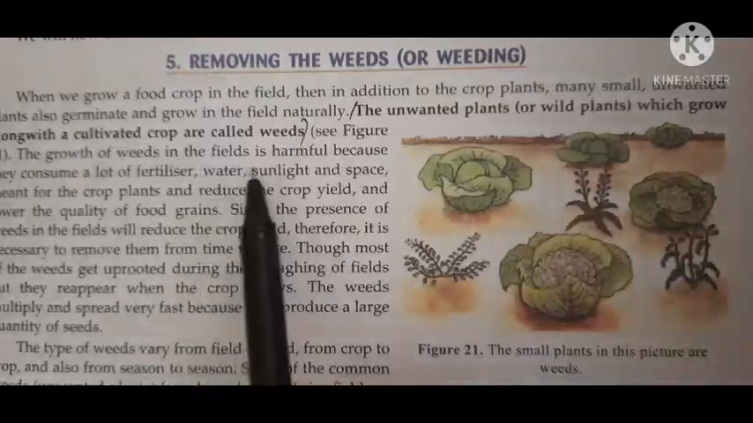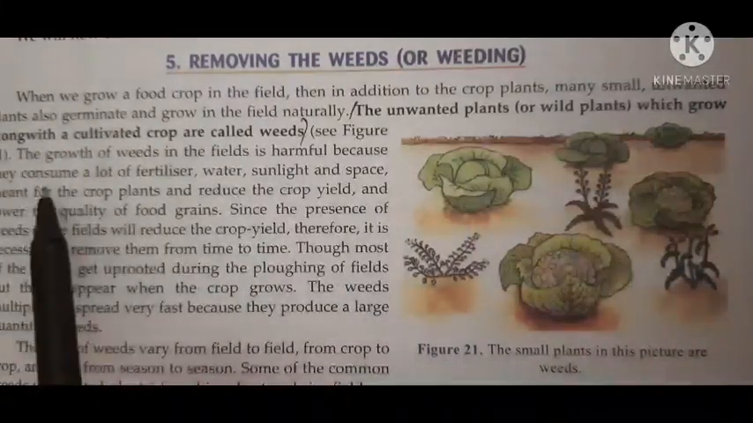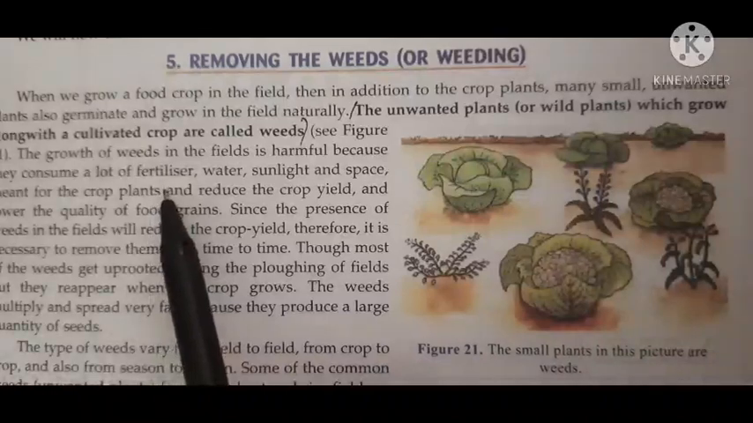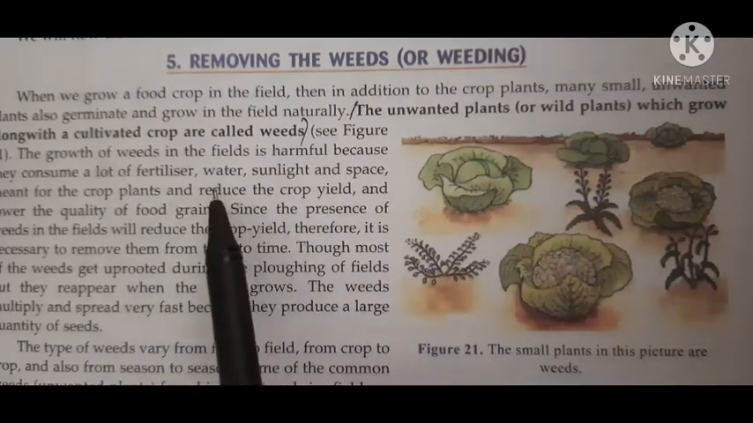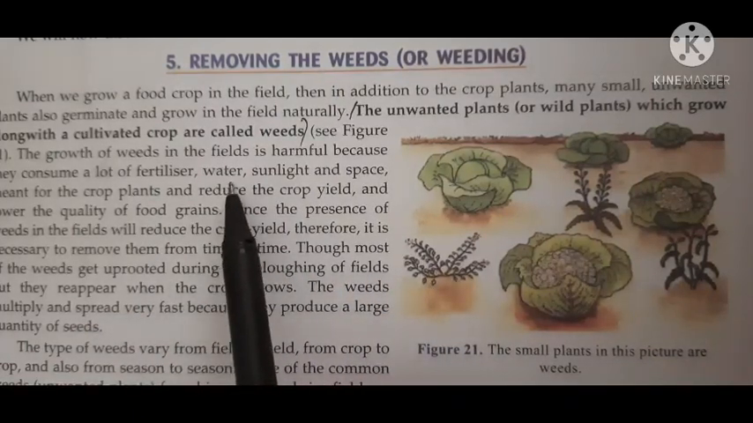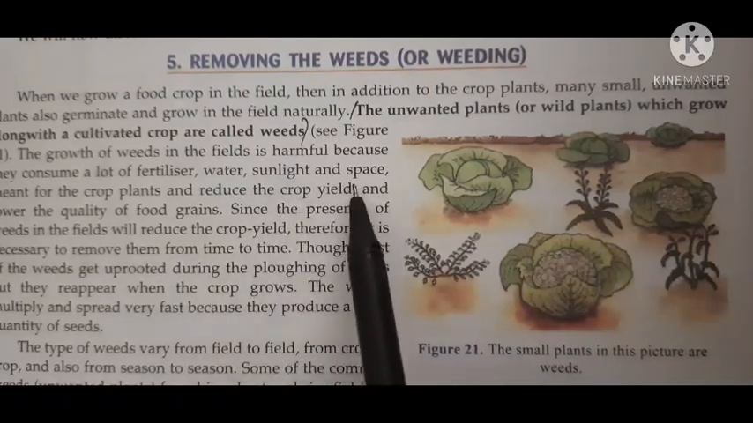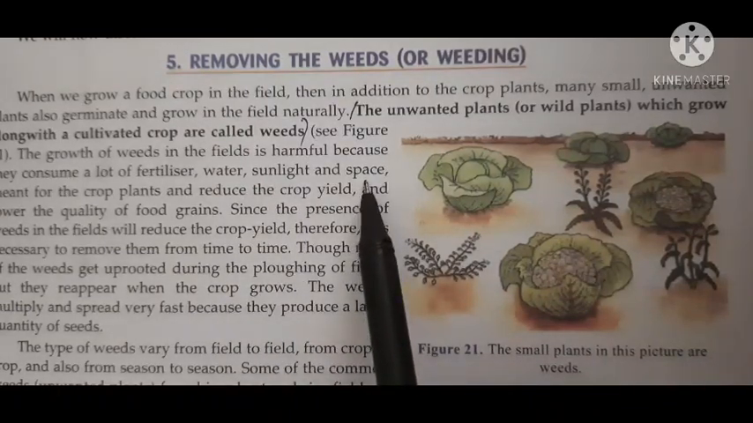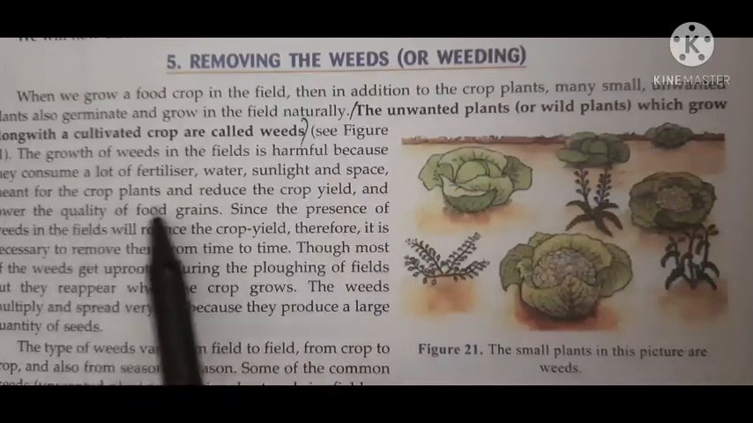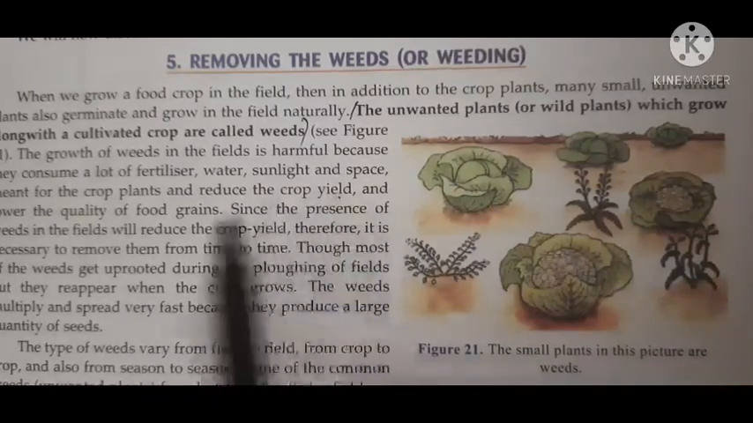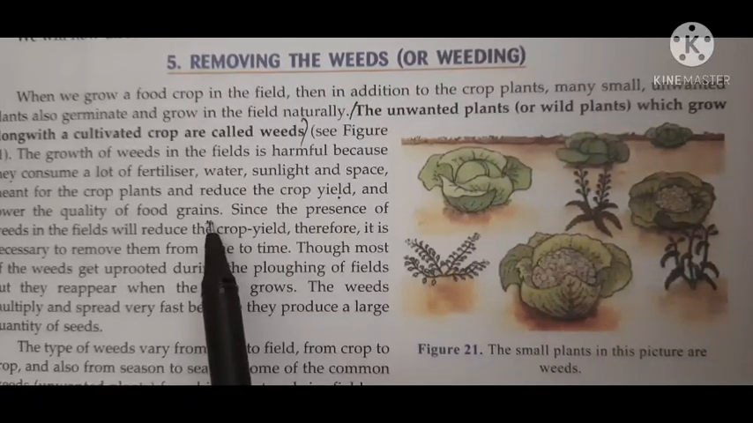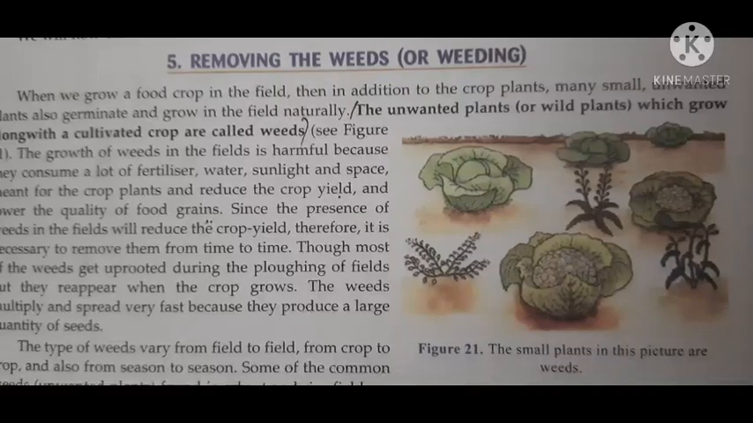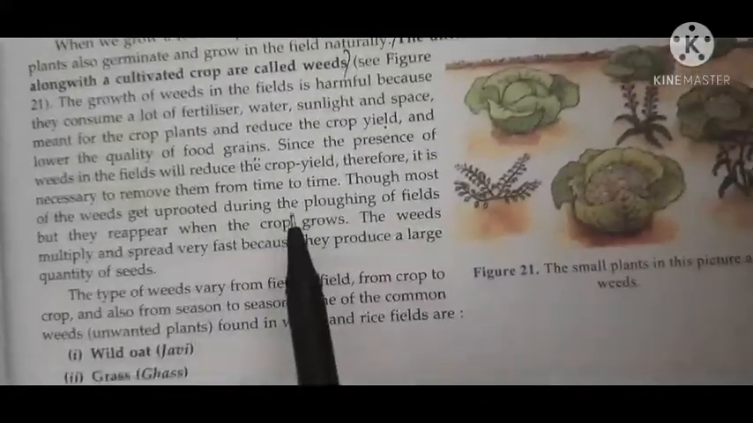The growth of weeds in the field is harmful. Why? Because they consume a lot of fertilizer. Because when the fertilizer is added in the field, then that fertilizer will be used by these weeds also, okay. And water also, they consume water also, sunlight also, and space also, okay. So that is why they are harmful and reduce the crop yield and lower the quality of food grains. Now since it reduces the crop yield, the removal of weed is necessary, okay, from time to time.